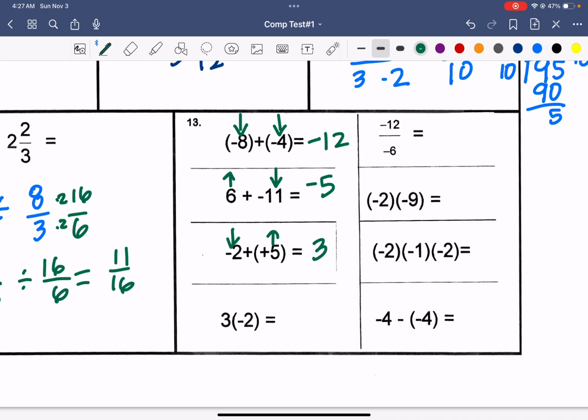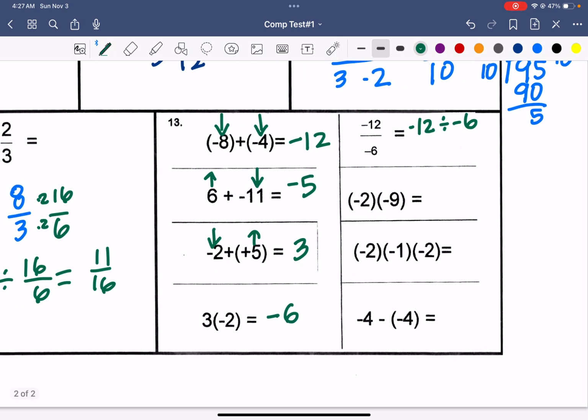Here is 3 groups of negative 2, which will give you negative 6. This is negative 12 divided by negative 6. That's what it is. The way I do it, I have other videos, but for time's sake, it would be, how many groups do we split up till I'll have negative 6 in? Well, 2 groups of negative 6 gives you negative 12. So in other words, the answer is 2.